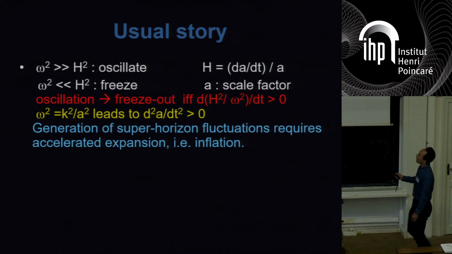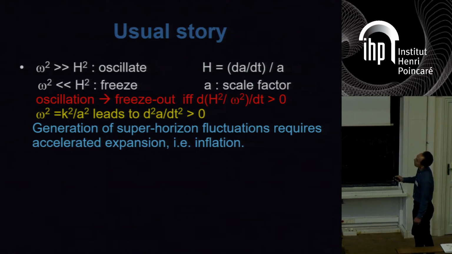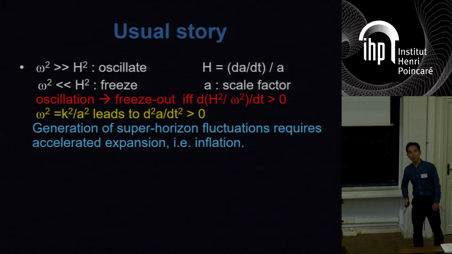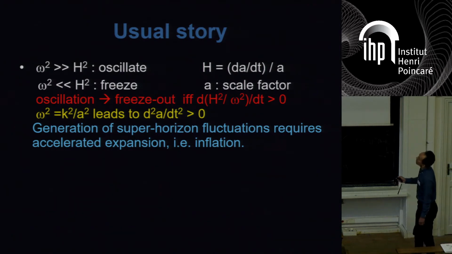This can happen if and only if the right-hand side divided by the left-hand side is an increasing function of time. By plugging in the usual dispersion relation, omega squared is k squared over a squared, where a is the scale factor, we get this condition. The second derivative of the scale factor must be positive. Namely, we need acceleration, namely inflation. Generation of superhorizon fluctuation requires accelerated expansion, namely inflation, as we know.